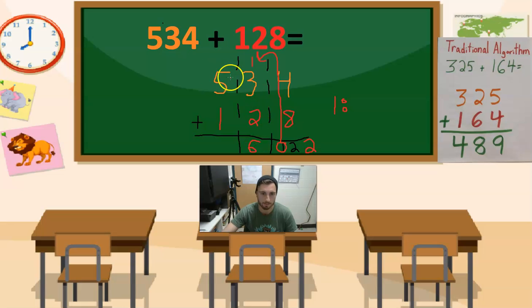Now we're going to go look at the next place value, the hundreds. We have 500 plus 100. How many hundreds do we have? And that is 600. So our final answer is 662.